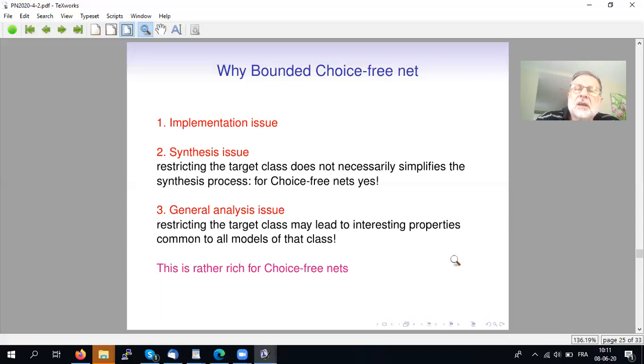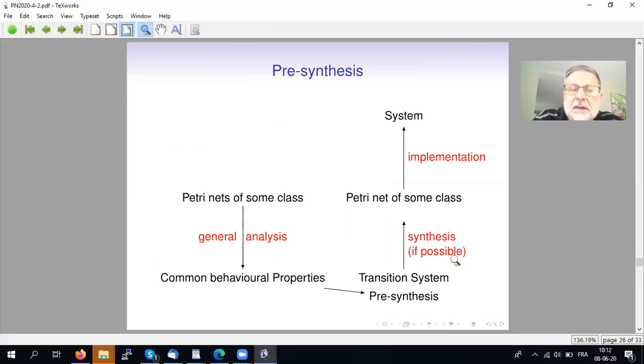Indeed, restricting the target class may lead to interesting properties common to all models of that class. This is particularly rich for choice-free nets and may be used in a pre-synthesis phase. It means that if we start not from a net of some class, but from the whole class of those nets, a general analysis means deriving properties common to all the models of that class. If these properties are easy to check, we may incorporate them in a pre-synthesis phase, so that if one of those properties is not satisfied, we may immediately stop the synthesis and moreover produce interesting error messages, more interesting than simply saying that some system of linear constraints may not be solved.